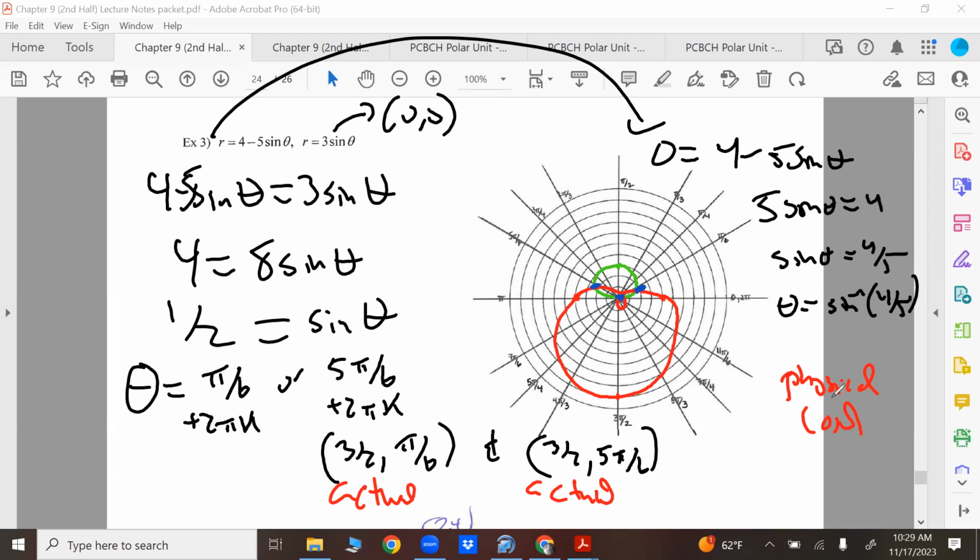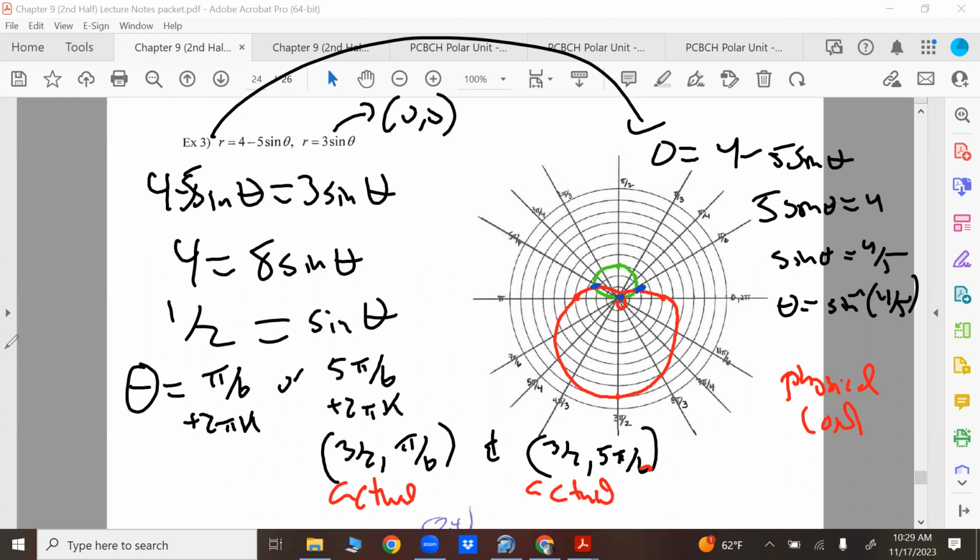Algebraically, of course, the actual points of intersection are going to be 3 halves comma pi over 6, 3 halves comma 5 pi over 6. Physically, we do see 0, 0, but in actuality, it's not. So it's just kind of a weird situation happening there. So just so you know, it's not an actual point of intersection. All right, let's keep moving.